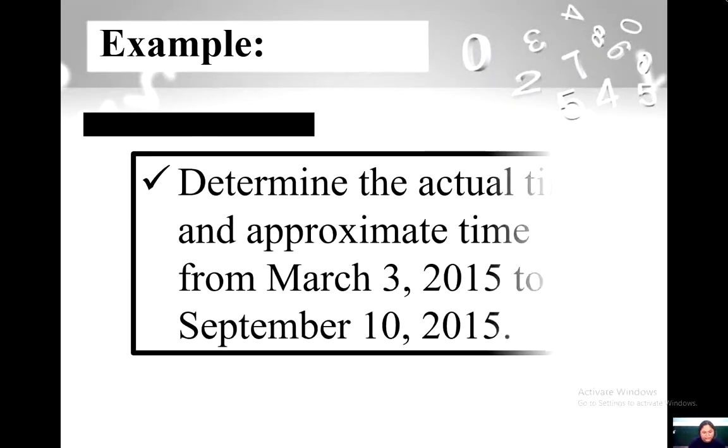Okay, next. So example number 2, we are going to determine the actual time and approximate time from March 3, 2015 to September 10, 2015. So let's list down our given.